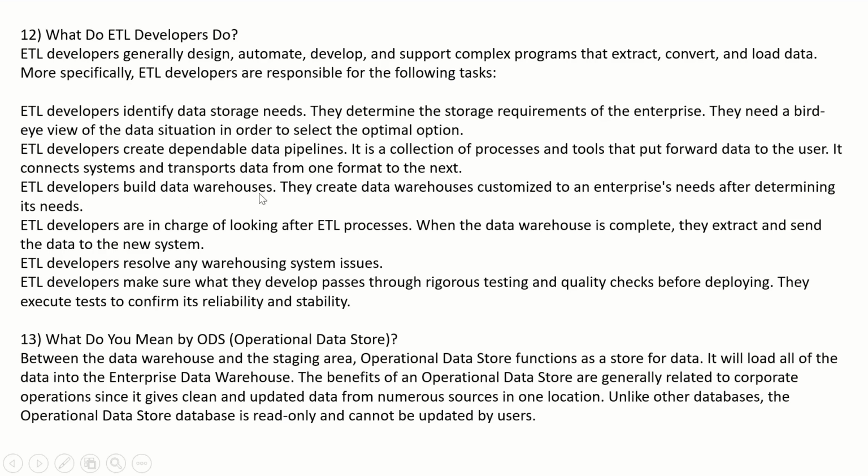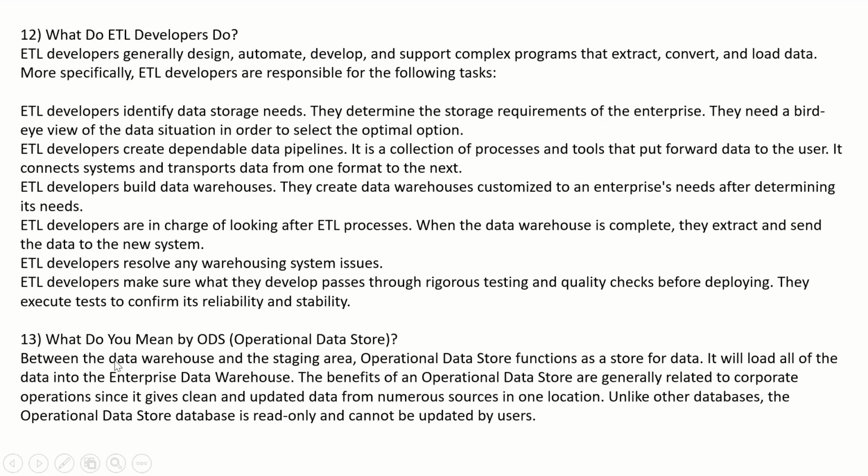ETL developers build data warehouses. They can create data warehouses customized to an enterprise's needs after determining those needs. ETL developers are in charge of looking after ETL processes. When the data warehouse is complete, they extract and send data to the new system. ETL developers resolve any warehousing system issues. ETL developers make sure what they develop passes through rigorous testing and quality checks before deploying. They execute tests to confirm its reliability and stability.